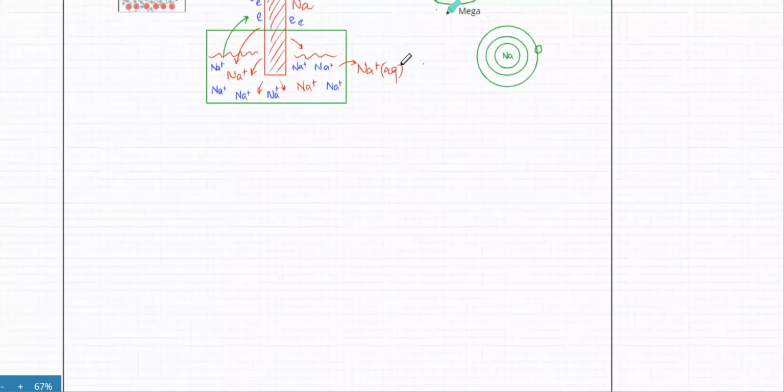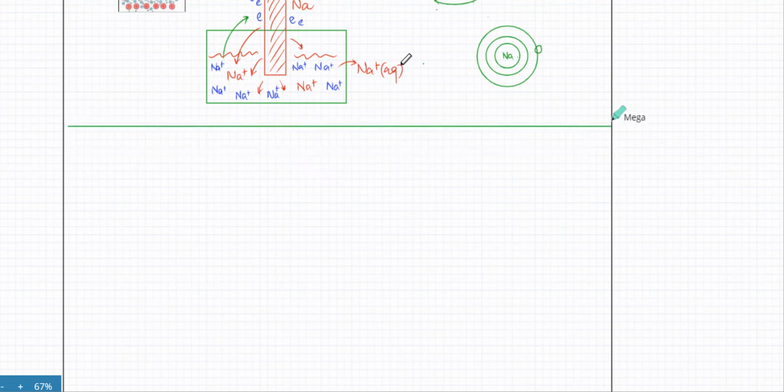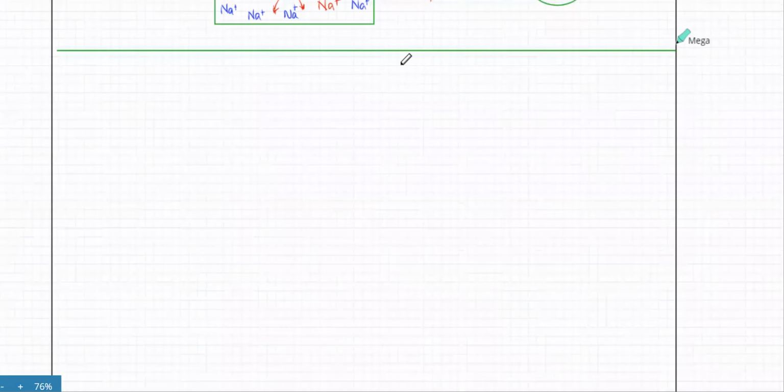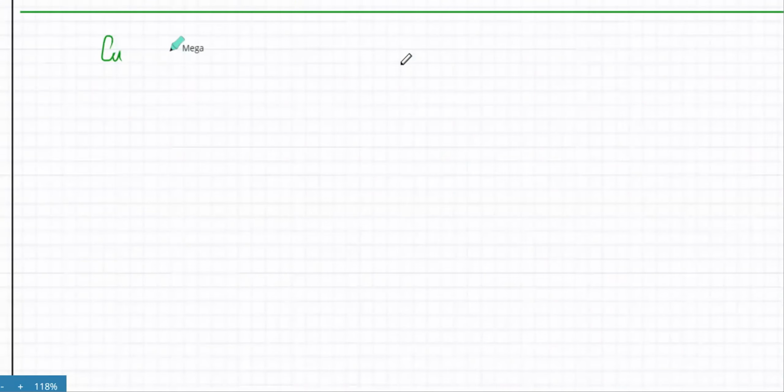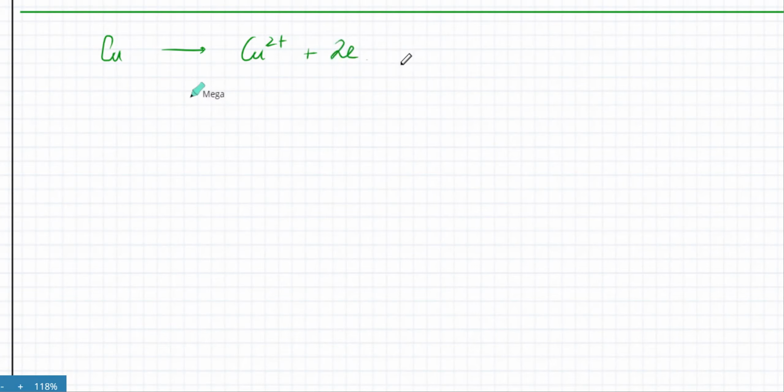I said now I'm going to discuss an electrode where a positive potential would build up. So what kind of electrode would that be? Let's take an unreactive metal, for example copper. Now the thing with copper is that it's very unreactive. It doesn't really like to lose electrons. It doesn't really like to form positive ions, right? So it doesn't like to do this. It likes to do the opposite.